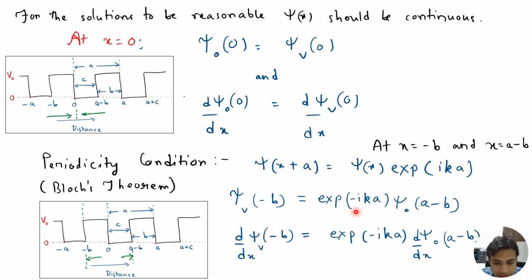Why is this phase term coming? It is coming because from minus b to a minus b you are translating by a distance of a. I hope this point is clear. Where is this e to the i k a coming from?